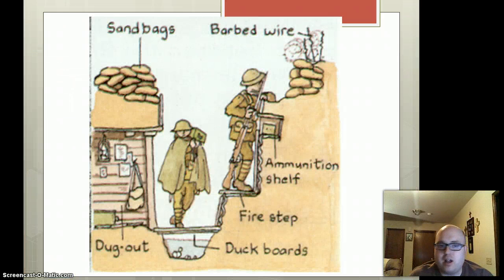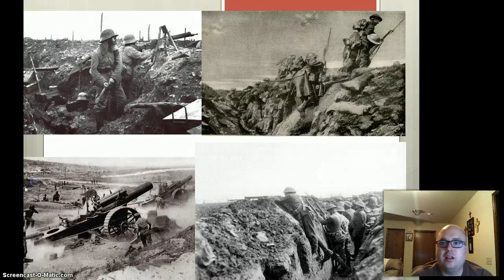Here's another picture. Fire step you dug out. Have all your belongings there with you. Alright, here are some actual pictures from World War I. You see chemical weapons being used here. Guy has a gas mask on. And here they are going up over the trench to go fight. Cannons firing at each other's trenches. I mean, this was World War I warfare.